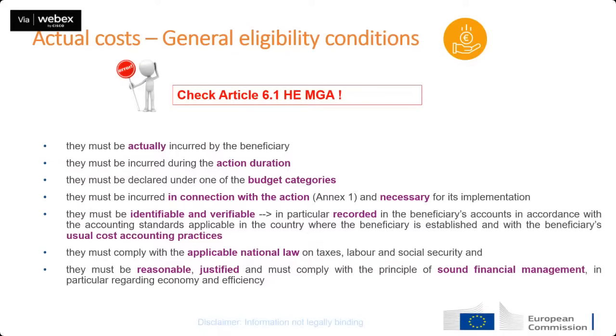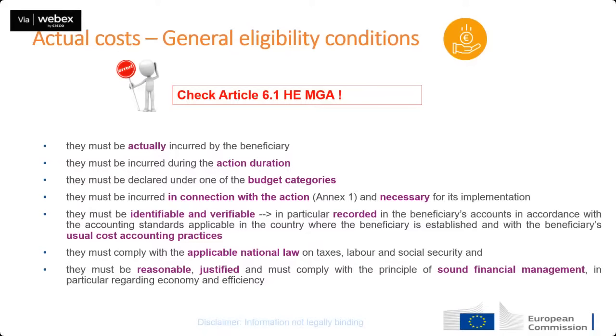You have to use one of the budget categories that are provided for in the grant agreement. It was one of the annexes that we showed before. Importantly, the costs must be incurred in connection with the action, as you describe it in Annex 1, and they have to be necessary for its implementation. So it's not valid to charge to the action costs of some personnel that was not working for the action. So also bear this in mind.